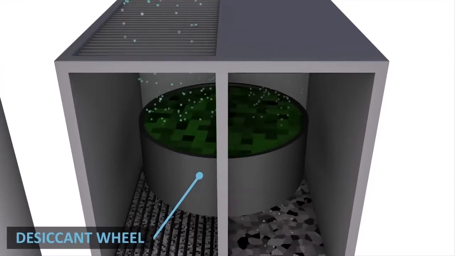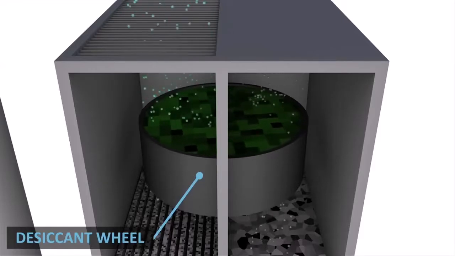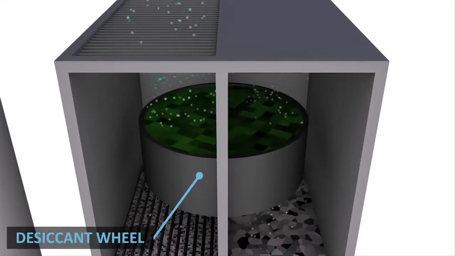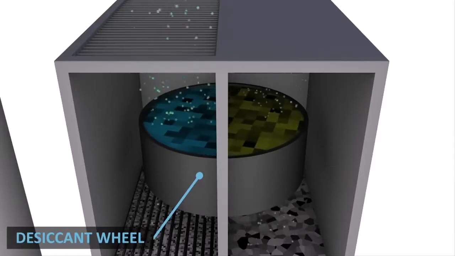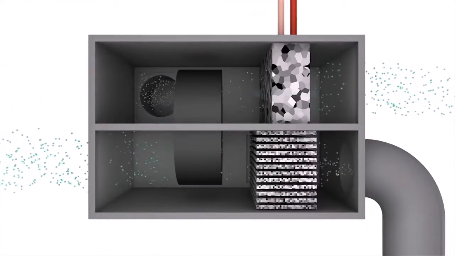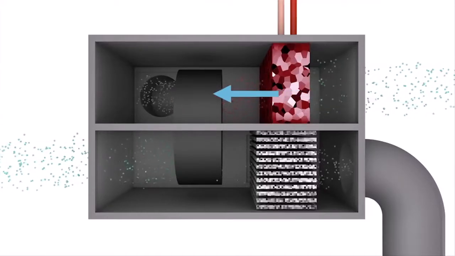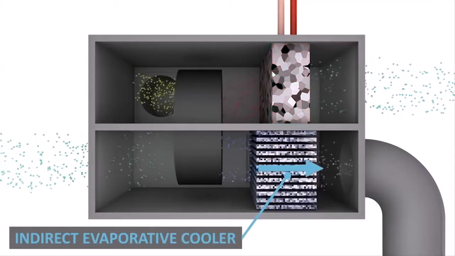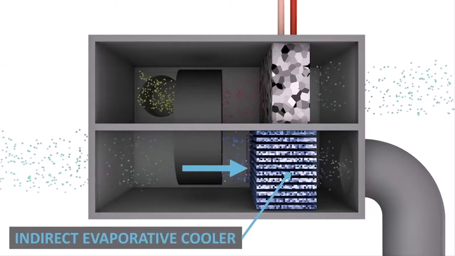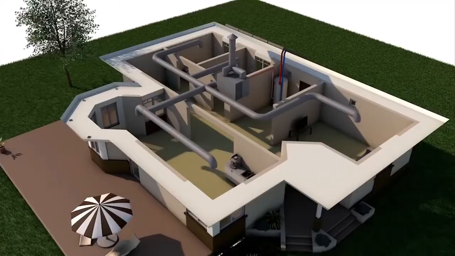The desiccant wheel is the most critical part of the system. It is used to dry out the air before it goes into the house. Slowly turning, the desiccant material in the wheel continuously absorbs moisture in the second compartment. And then the absorbent material dries out in the first compartment. The desiccant material is dried out using the hot dry air generated by the heat exchanger. This air is then exhausted outside the home. The dry air from the desiccant wheel flows through an indirect evaporative cooler, which creates a stream of cool, dry air. This cool, dry air is then fed into the home in order to cool down the rooms.